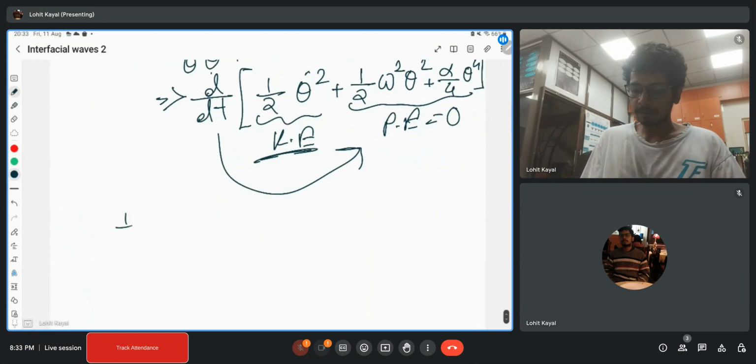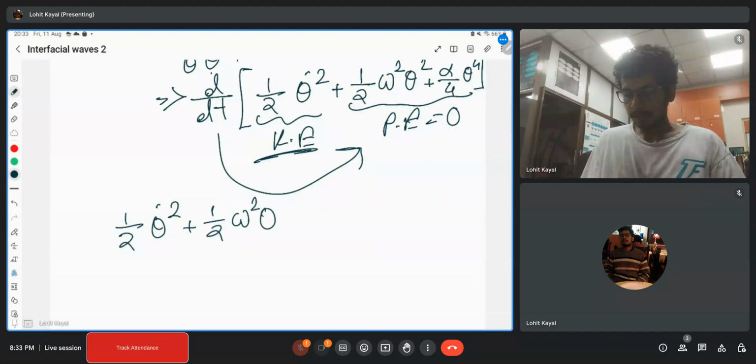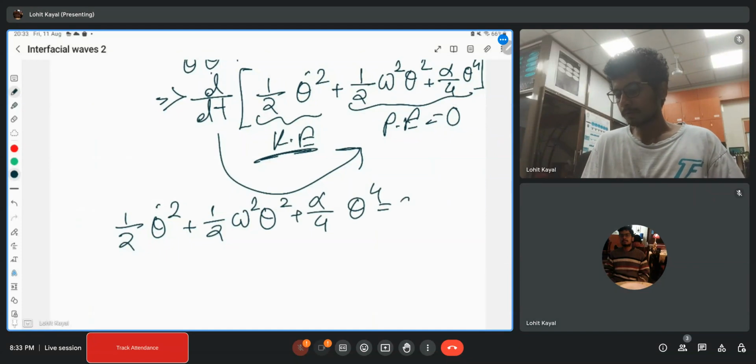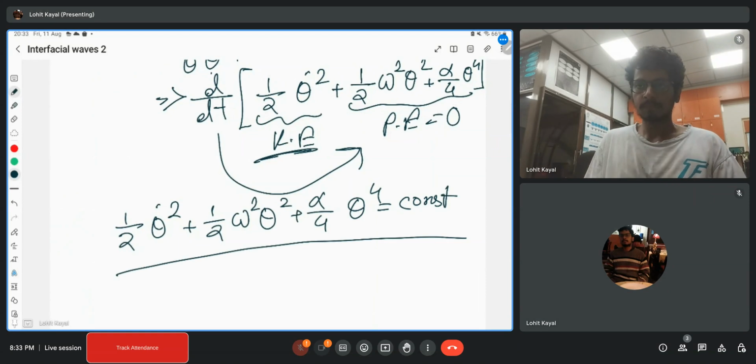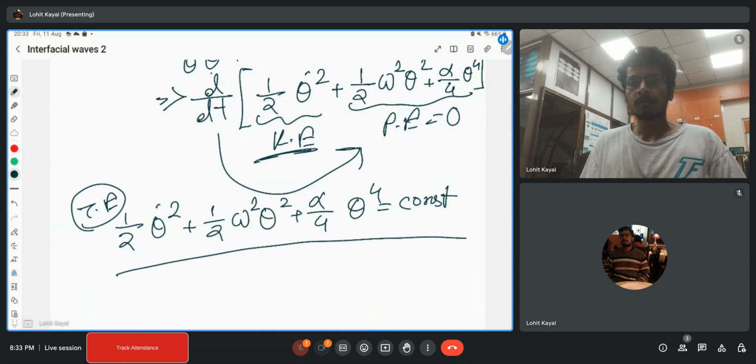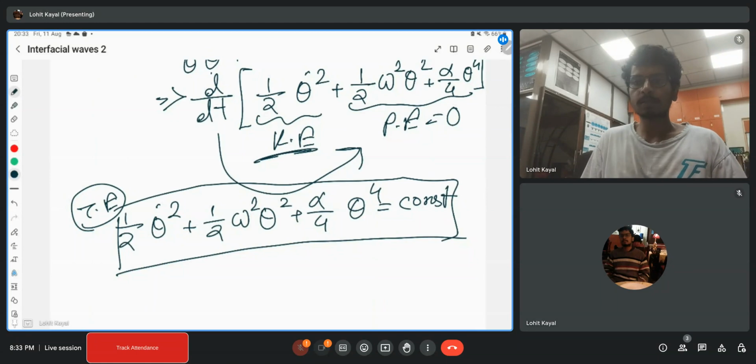So what will be the expression of your total energy? Half of theta dot square plus half omega square theta square plus alpha by 4 theta to the power 4 equal to constant. So this is your total energy, and we can extract information about the system using this energy equation. Obviously, we can plot it and play with it and get the information about the system.